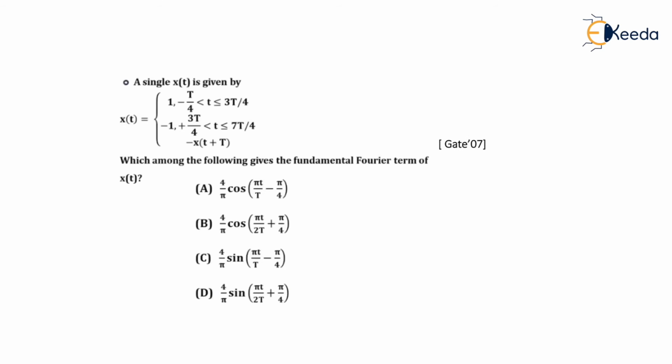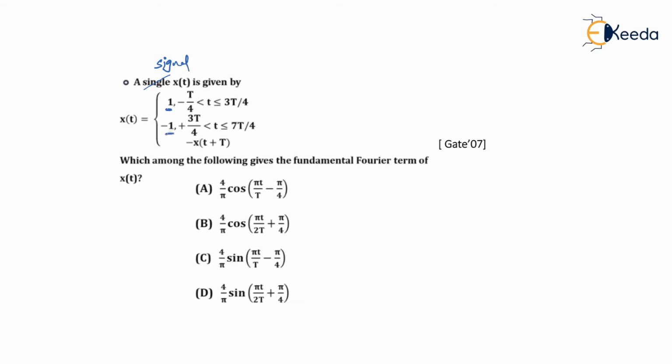A signal x of t is given by, so they have given some constraints on x of t. As you can see, the value of x of t is 1 within the interval from minus T by 4 to 3T by 4. X of t is minus 1 within the interval from 3T by 4 to 7T by 4. And also x of t is minus of x of t plus T. So they have given some information about x of t.